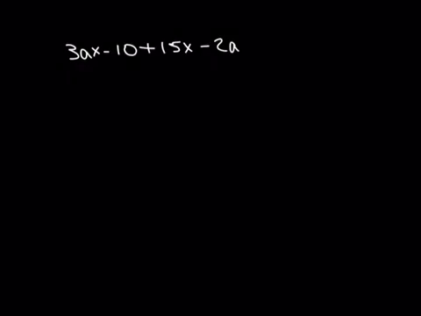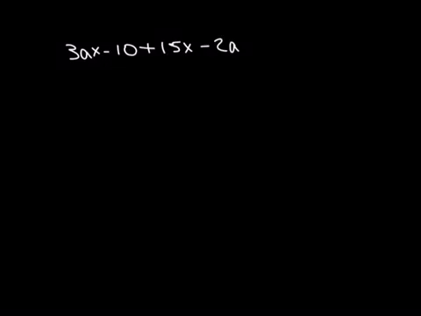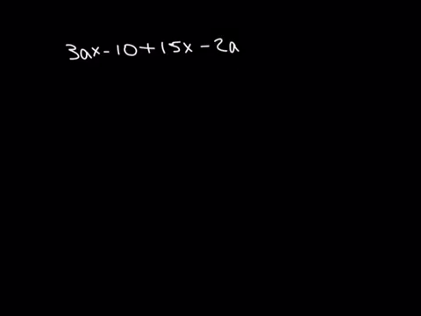Alright, last example. 3ax minus 10 plus 15x minus 2a. So, if I put parentheses here, I don't have anything in common. 3 doesn't go into 10. I don't have any other letters over here or anything. Nothing in common with those. So, not much help there. But if I rearrange some things, let's say I rearrange this to 3ax plus 15x, so I move this over here.